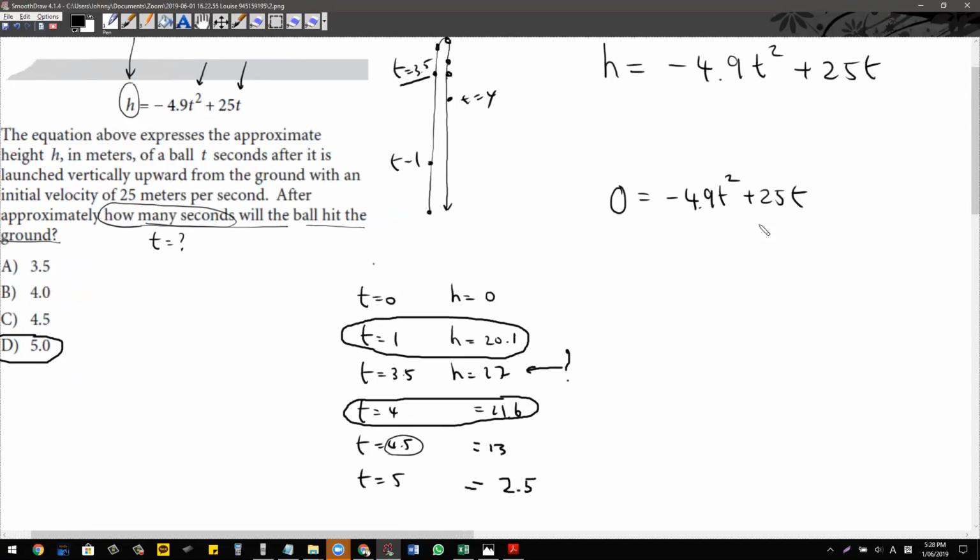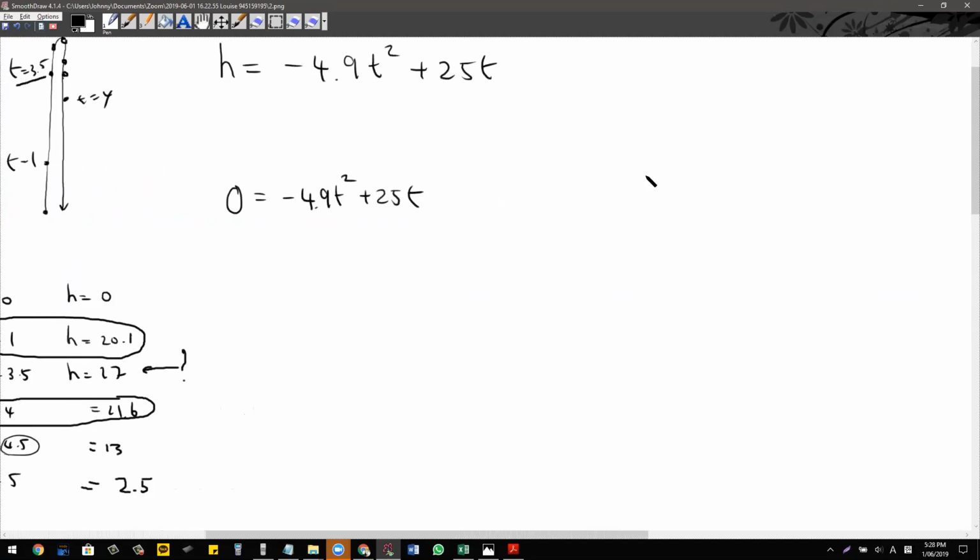Now, if I give you a question like 0 equals negative 4.9t plus 2, you can solve that, right? That's a linear equation. I want you to try that for a couple of seconds.